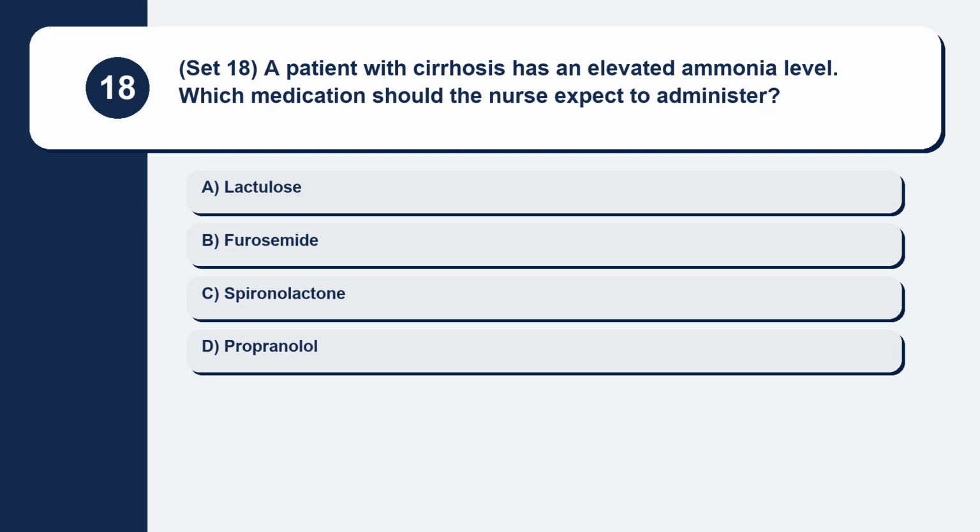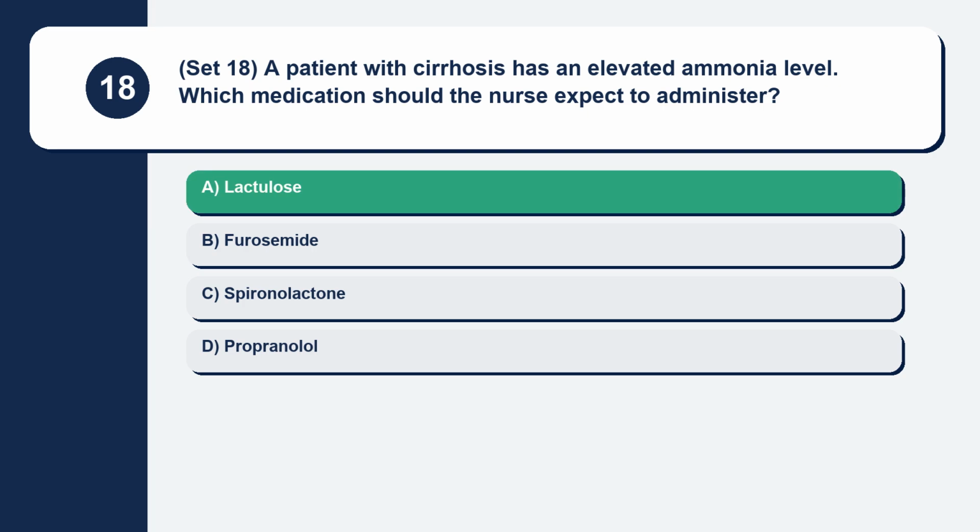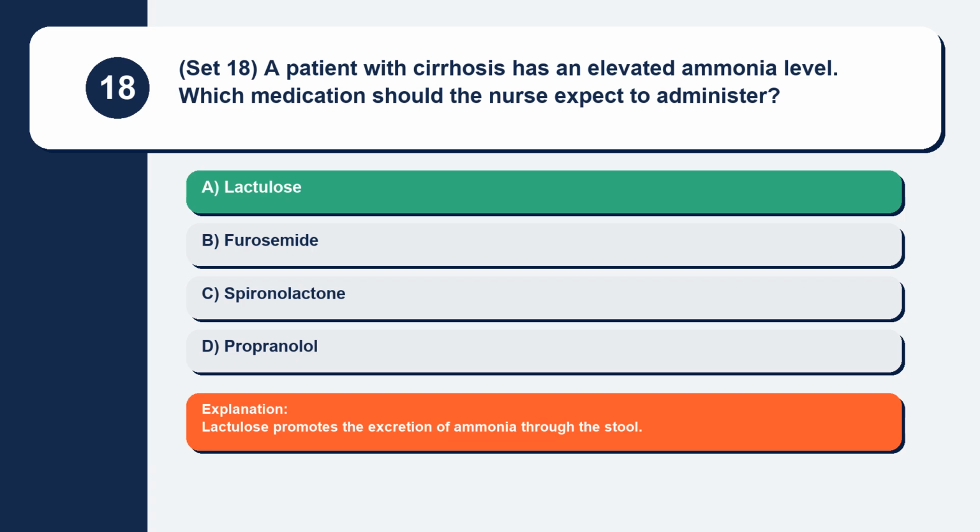Question 18, Set 18. A patient with cirrhosis has an elevated ammonia level. Which medication should the nurse expect to administer? Lactulose, furosemide, spironolactone, propranolol. Lactulose promotes the excretion of ammonia through the stool.